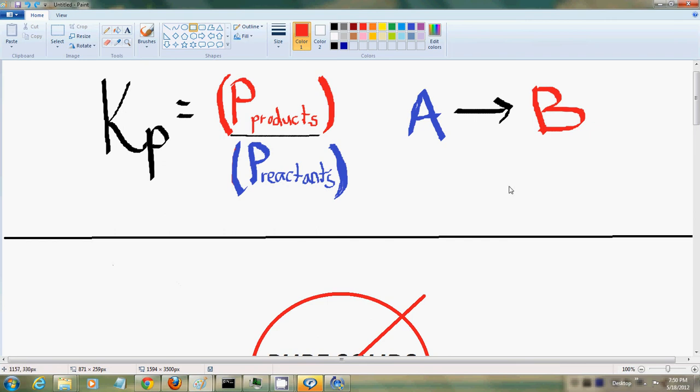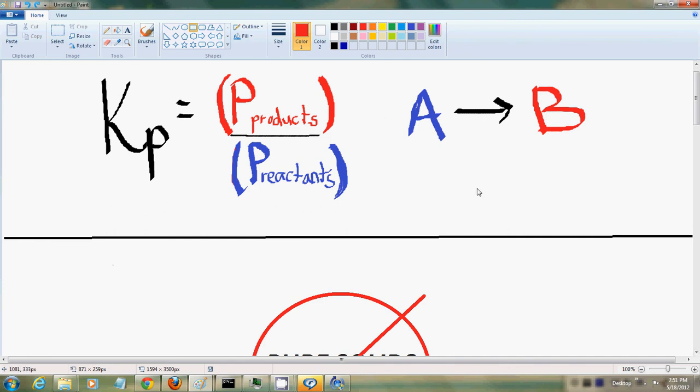So let's say you have a reaction, very simple, A yields B. How would you write your Kp expression? All you would say is Kp equals the partial pressure of B divided by the partial pressure of A. And it's as simple as that.